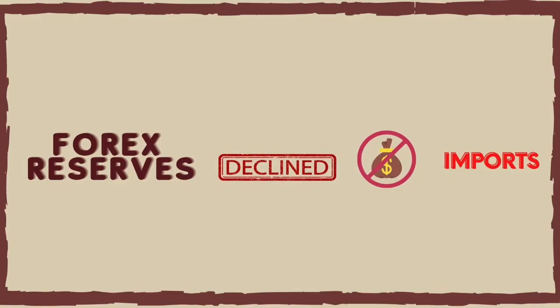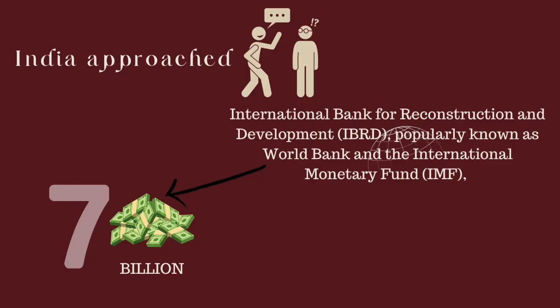As pointed out earlier, foreign exchange reserves declined to a level that was not adequate to finance imports for more than 2 weeks. There was also not sufficient foreign exchange to pay the interest that needed to be paid to international lenders. Also, no country or international funder was willing to lend to India. India approached the International Bank for Reconstruction and Development, IBRD, popularly known as World Bank, and the International Monetary Fund, IMF, and received $7 billion as loan to manage the crisis.